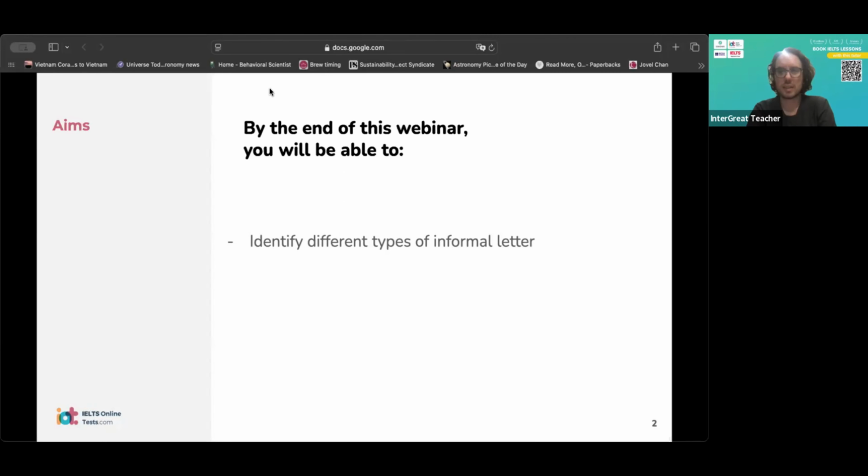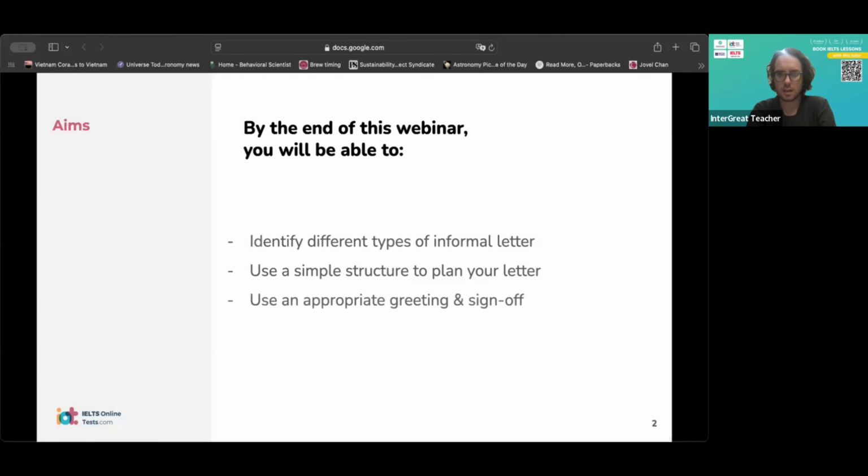We have a range of different things that we're going to be looking at today. Namely, we're going to look at the different types of letters that you might need to write. We are also going to look at the structure or how the letter looks. Another thing that we will be doing is writing a greeting and a sign-off, and I'll tell you a bit more about what those things mean later on. And we will have a look at the opening and closing statement, and finally, some grammar and vocabulary for letters.